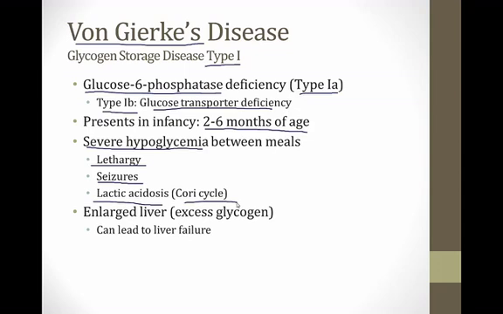In addition, because they can't get glucose out of the liver, their liver becomes enlarged. There's excess glycogen in the liver. That's why it's called a glycogen storage disease, and this can lead to liver failure in the child.